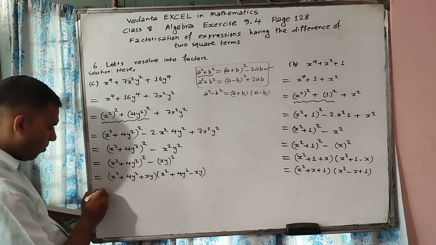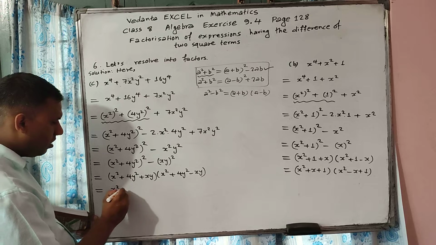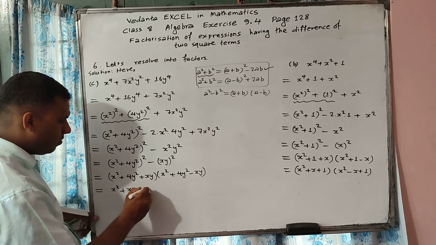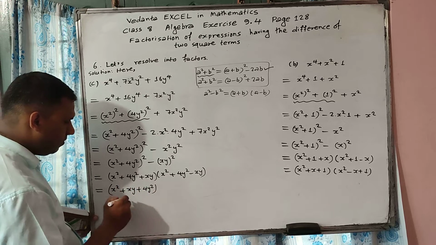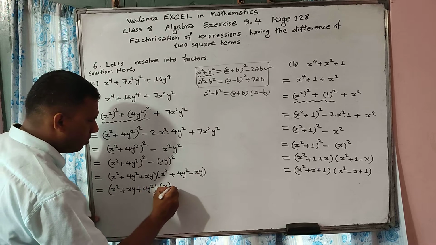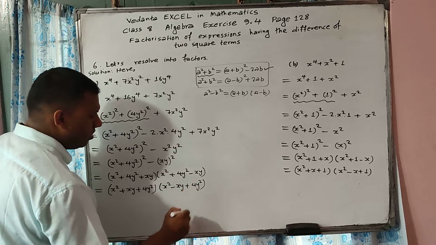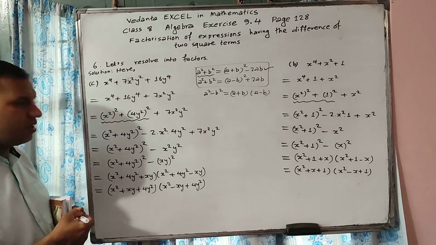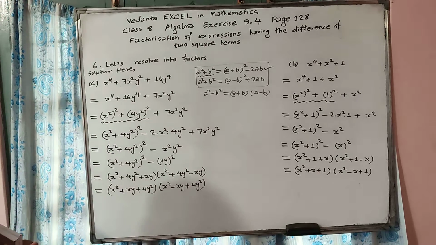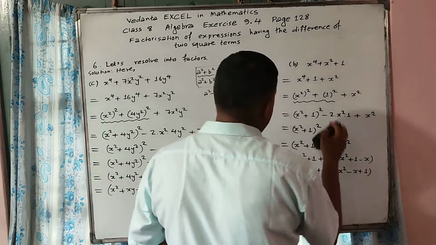Now putting xy in the middle position, we get (x² + xy + 4y²). Similarly, (x² − xy + 4y²). This is the factorized form. Now for D.